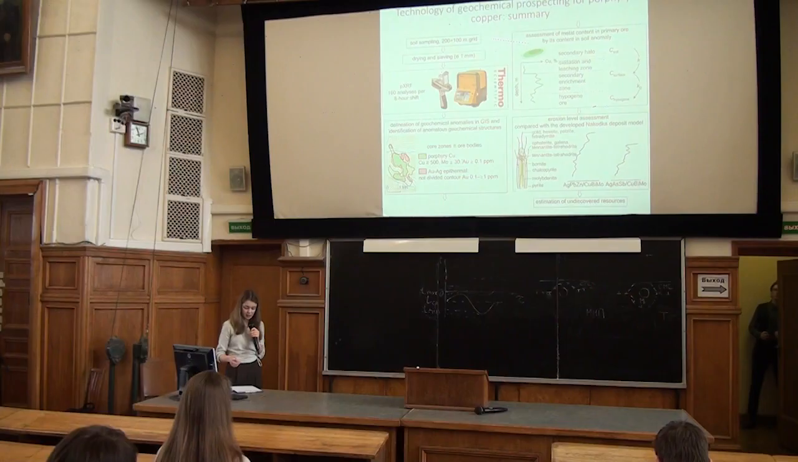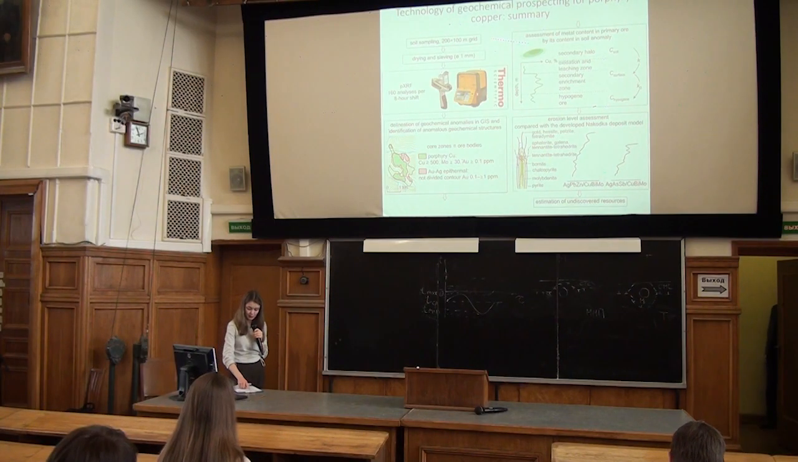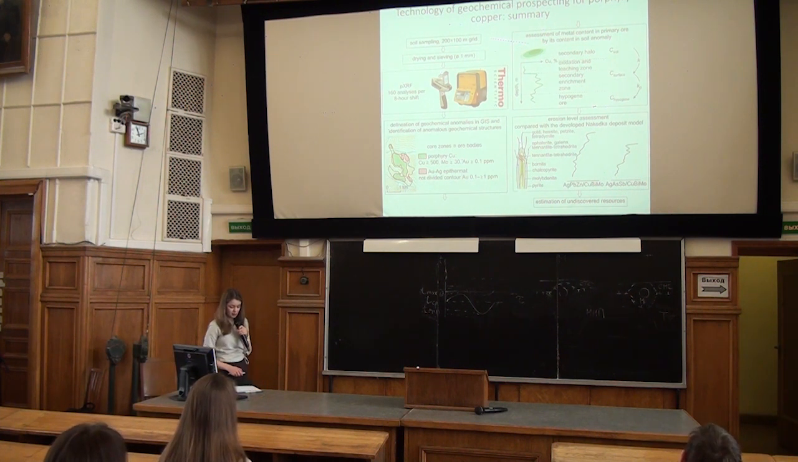There is one more step of erosion assessment according to vertical geochemical zonation of porphyry copper systems, but it can be a topic of a separate lecture. And the final result of geochemical prospection is an estimation of undiscovered resources and assessment of their prospectivity.